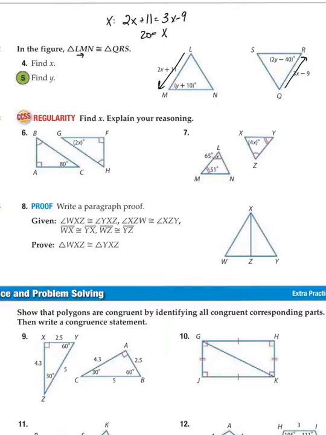The algebra was easy, so X is going to be 20 for number 4. For number 5, we have to find Y, and Y is given in angle M. Angle M corresponds to R, so they've given us that as well. So to find Y, my Y plus 10 matches my 2Y minus 40. So Y is 50 for number 5.